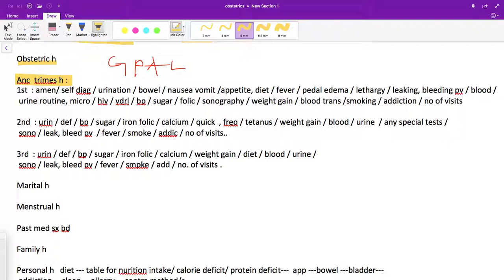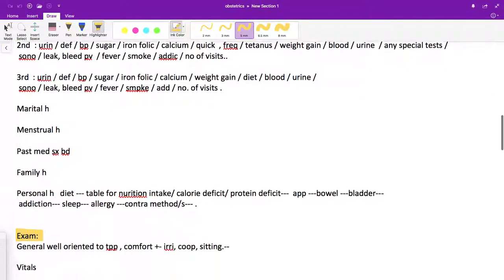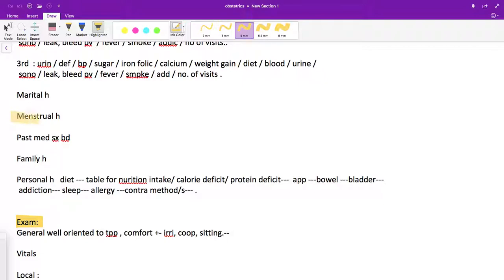So in the last lecture, we were somewhere here at menstrual history, right? In menstrual history, as I told you, we have to ask about menarche, then the past menstrual history and the present menstrual history. Present means within a span of 6 months before the date of conception, and anything further beyond that, even earlier than that, will be the past menstrual history.